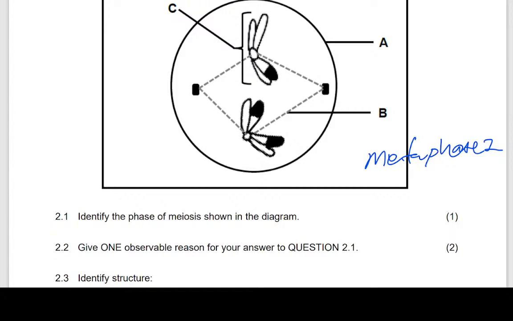Chromosomes align along the equator singly. Singly classifies it to be 2. Metaphase: along the equator, chromosomes align along the equator. That makes it to be metaphase. Why do you say 2? Singly. They align along the equator singly or individually. So it classifies it to be metaphase 2.